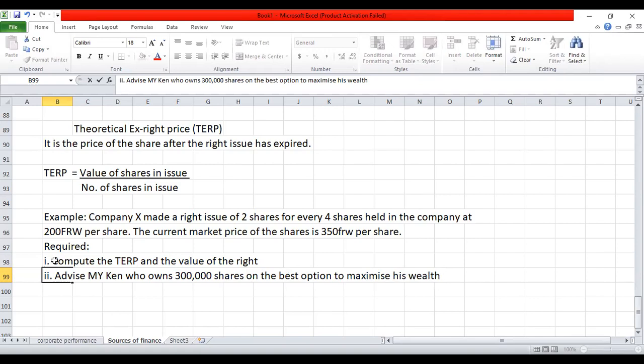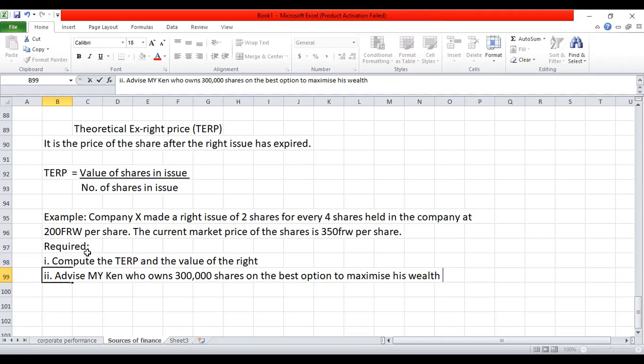So let's look at this. Company X made a right issue of 2 shares for every 4 shares held in the company at 200 francs per share. The current market price of the share is 350 per share. Then we are required to compute the theoretical ex-right price and the value of the right, and also to advise Mr. Kenny, who owns 300 shares, on the best option to maximize his wealth.